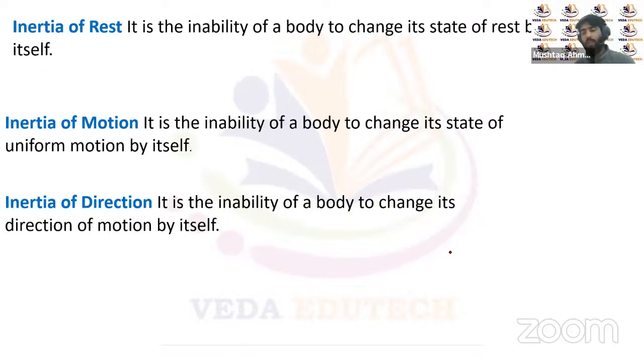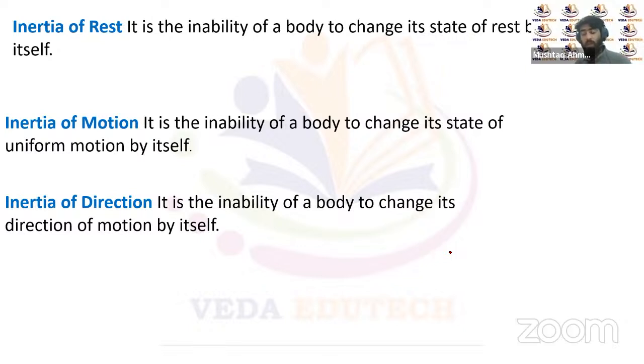Now, based upon three states of motion, we have three definitions of inertia, right? First is the inertia of rest. It means that if a body is initially at rest, its inability to change its state from state of rest to the state of motion. That's what we call as inertia of rest.